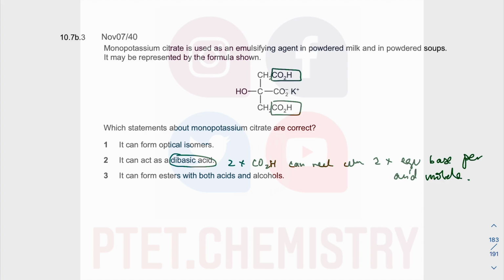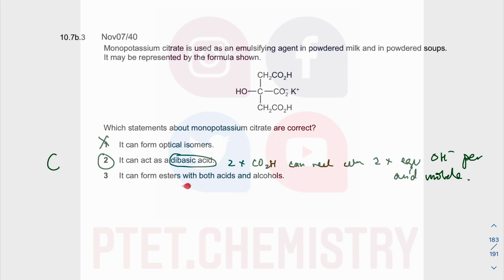It's still an acid, but because it's got 2 carboxylic acid groups in the whole molecule, it can react with 2 times hydroxide. 2 times equivalent base is not that accurate. 2 times hydroxide per acid molecule is more accurate. 2 is correct. It can form optical isomers is incorrect, because these 2 groups, CH2CO2H, I hope you can see this is exactly the same as that. That carbon is not chiral. None of the other carbons is chiral. So if 2 is correct, 1 is wrong. You only have one choice, which is C, which means 2 and 3 are correct.